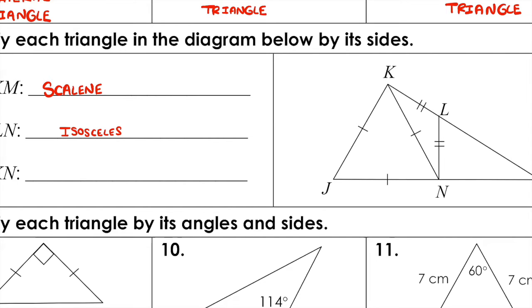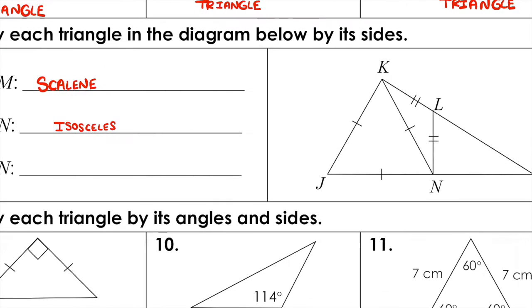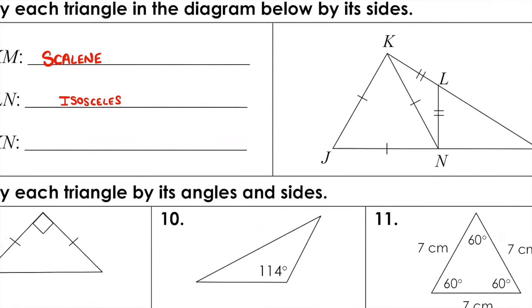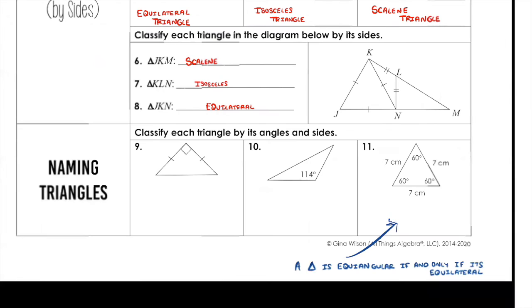And the last one they tell us is JKN. So JKN, three congruent sides, so it is equilateral. Equilateral. Pick that. Now we're going to put it together. We're going to classify by its sides and its angles.